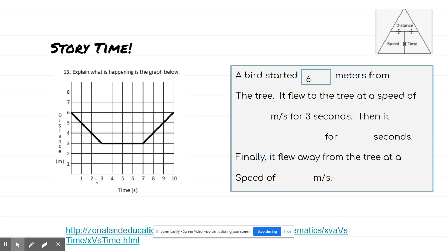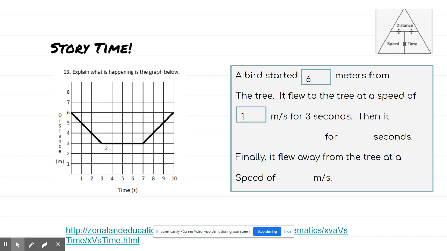Okay, so 3 seconds is here. How far did the bird fly in 3 seconds? From 6 to 3. Okay, 6 to 3. So that's 3 meters that he flew in 3 seconds. Distance 3 divided by time 3. 3 divided by 3 is 1.